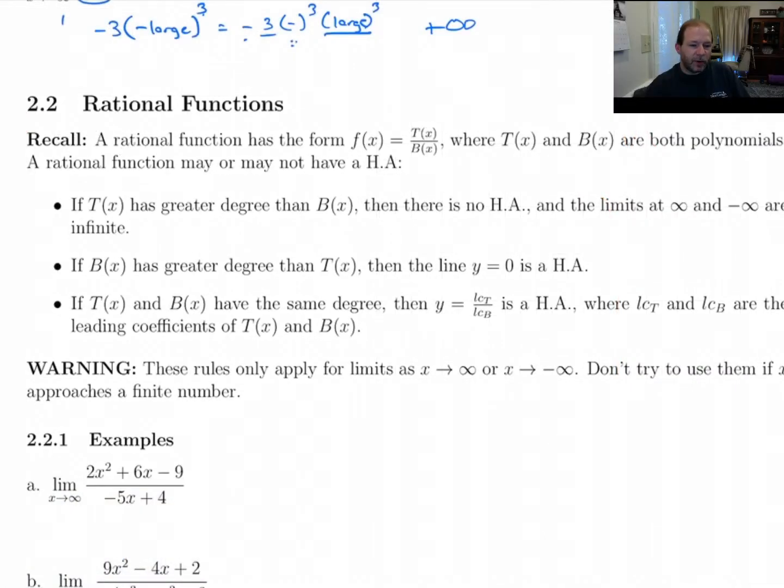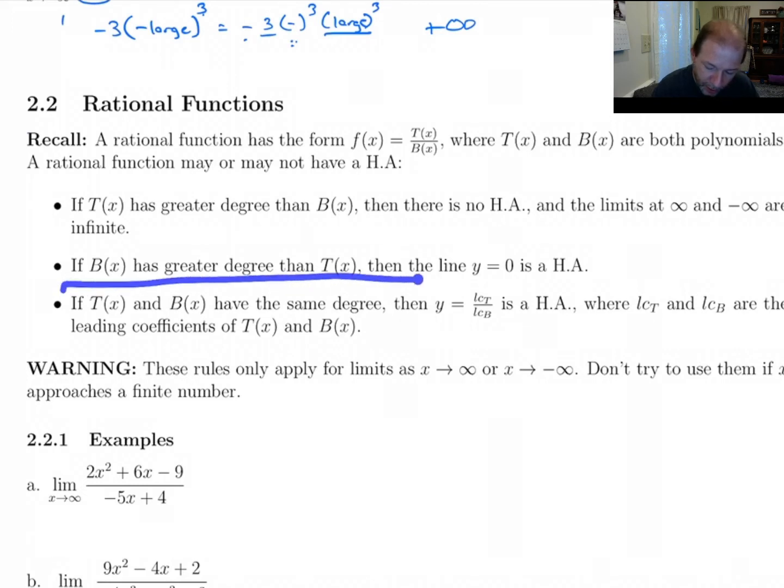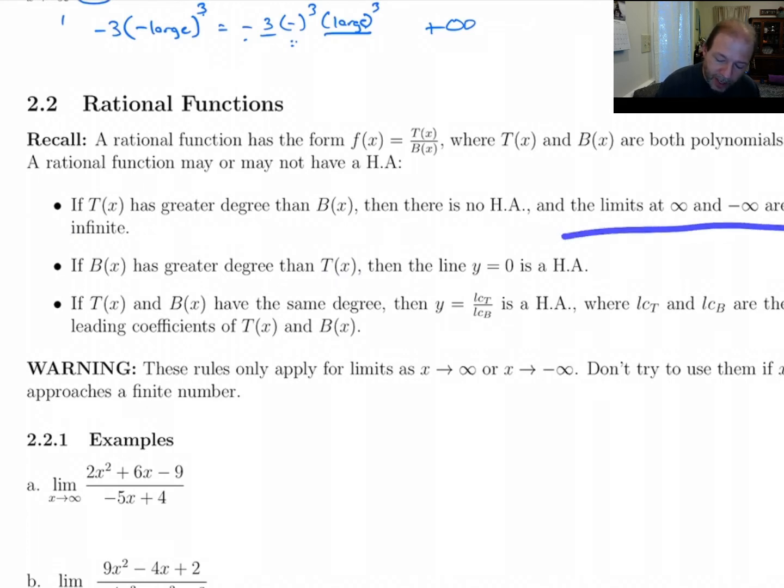If the bottom has greater degree, then we get 0 for a horizontal asymptote. If the top has greater degree, then the limits are either going to be positive or negative infinity. Let's play with some examples of that.